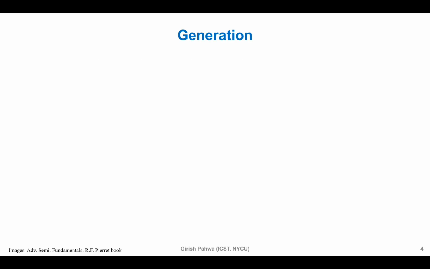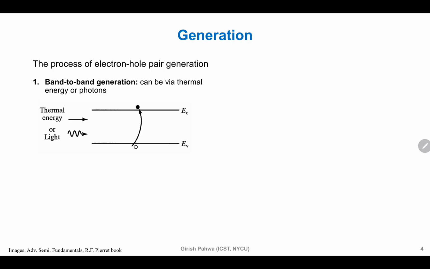Okay, now let's talk about the generation. So generation can also happen through similar processes. For example, what is the generation? Generation means you are creating electron hole pairs. Now it can happen through several ways. So first is the band to band generation.